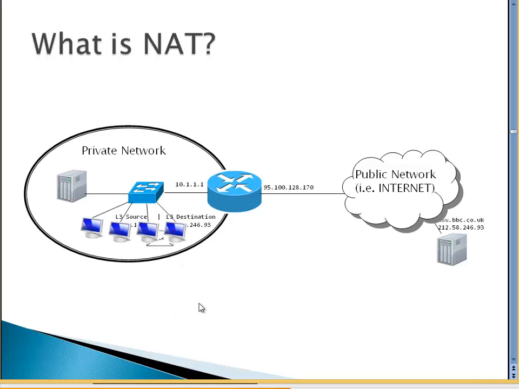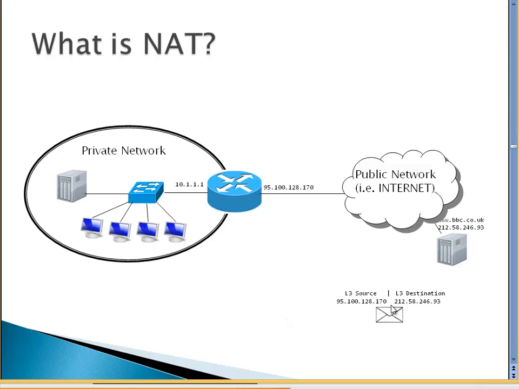It's going to make this packet ready and send it to its own gateway, the router. Now the router is going to take this packet and change the layer 3 source address. It's going to change it from the local address, which was 10.1.1.10, to its own globally unique IPv4 address, 95.100.128.170 in this case, and forward it to the BBC server.